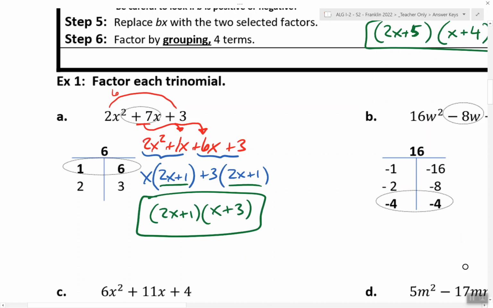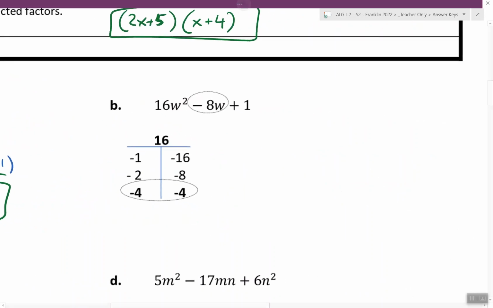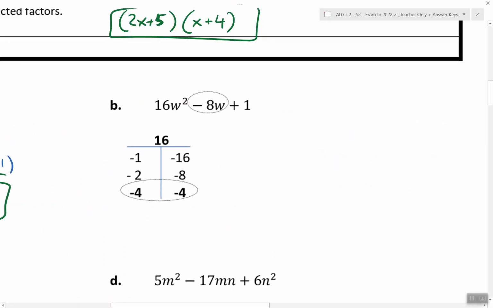Let's go on to the next one. Example B. Again, we see it's been done for us. We're looking for two numbers that multiply to 16, 16 times 1, but add to negative 8. Now, when you have a positive product but a negative sum, your two numbers must be negative, because two negatives multiply to a positive, but still add to a negative. So our two numbers here are negative 4 and negative 4, because those multiply to positive 16, but add together to negative 8.